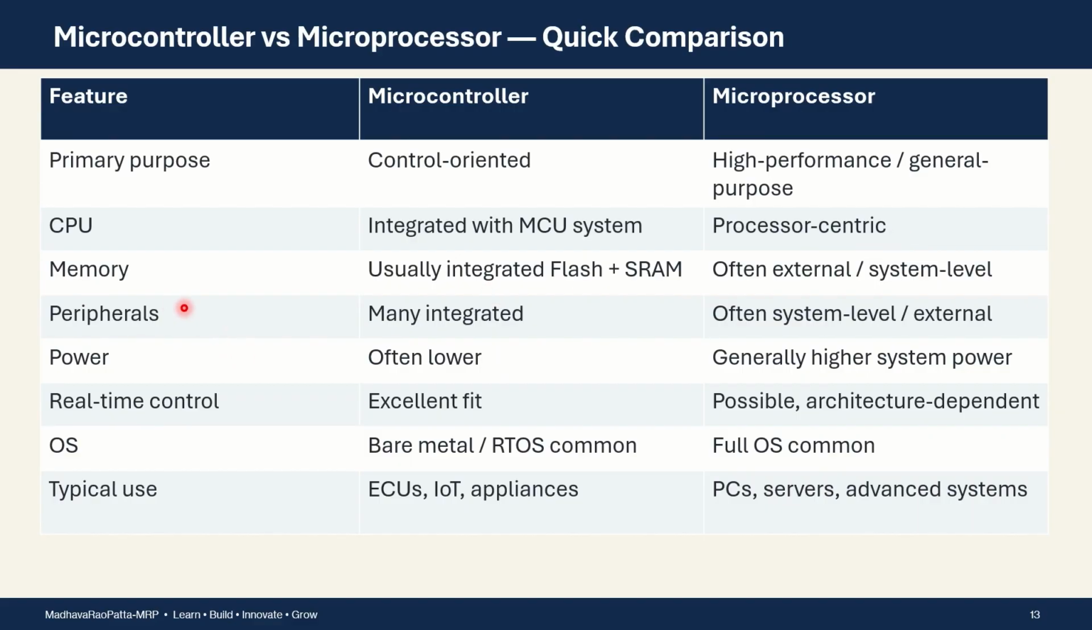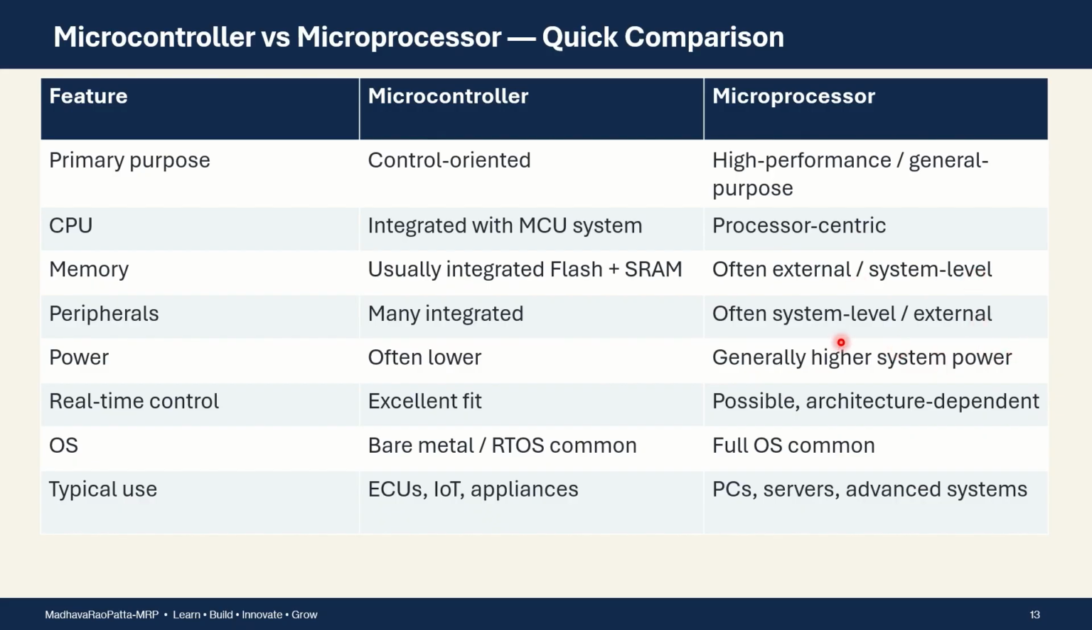Then coming to the memory, usually flash, RAM, everything is integrated, as we discussed before, right? But with a microprocessor, things are often external or system level. Coming to the peripherals, many are integrated, but here often we need to integrate them externally. Then the power: a microcontroller takes less power because everything is integrated in a single chip. A microprocessor takes more power because we connect external modules.